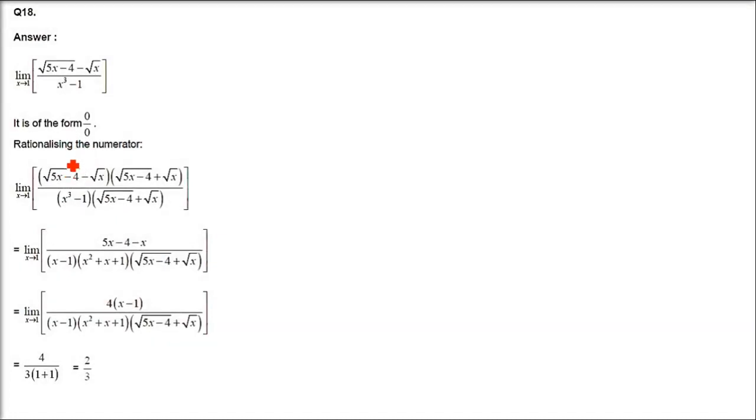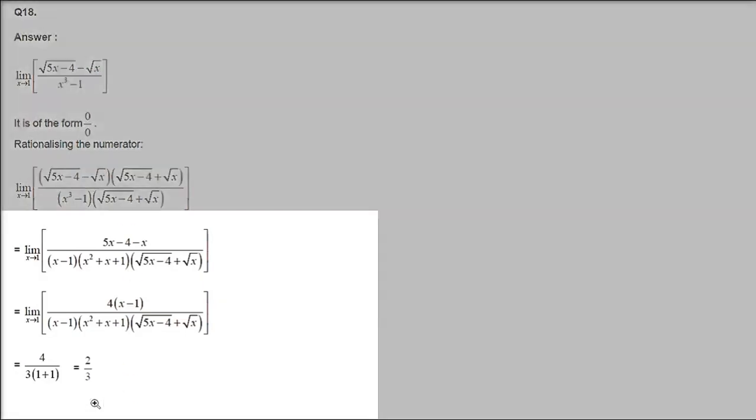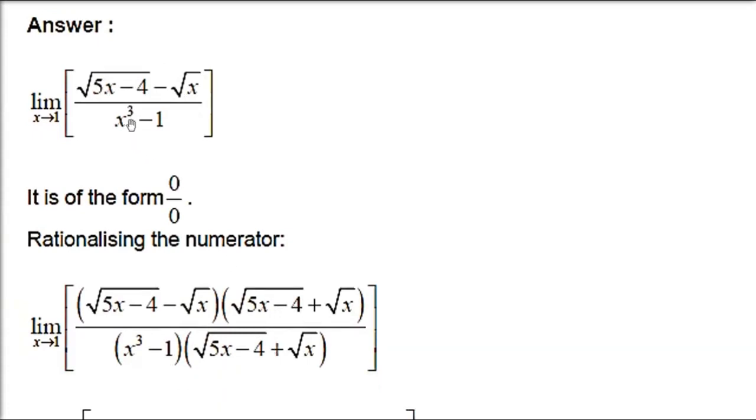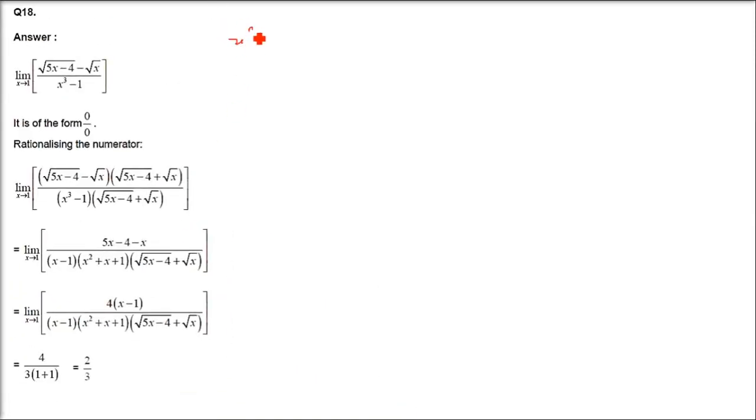Question number 18. Here we have under root 5x minus 4 minus under root x, by x cube minus 1. So you have to do the rationalization factor, right? Only x cube minus 1 we have to resolve. We apply x cube minus 1 as a cube minus b cube, so x minus 1 and you have x square plus x plus 1.